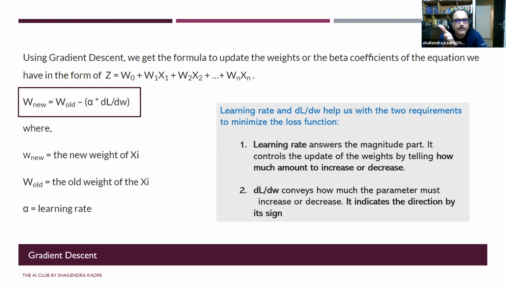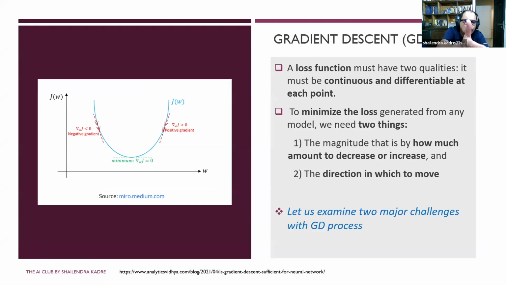How are weights updated? In the opposite direction of the derivative. If the derivative is negative, then weights are updated in the positive direction. If the derivative is positive, then weights are updated in the negative direction. Why do we do that? We want to traverse towards the global minima, and the direction is decided by the negative of the derivative.